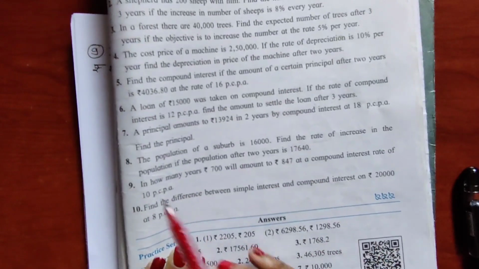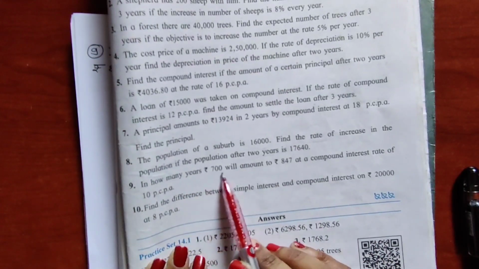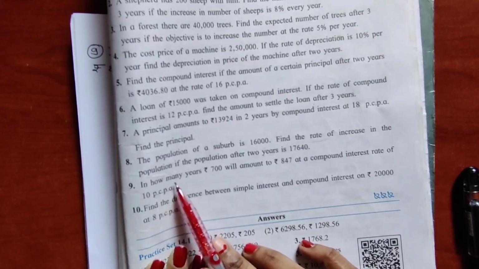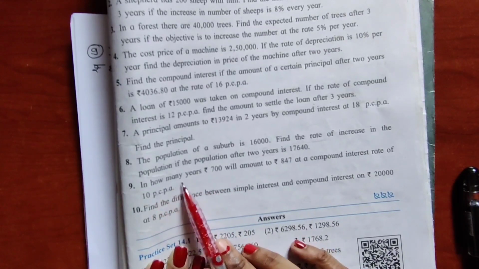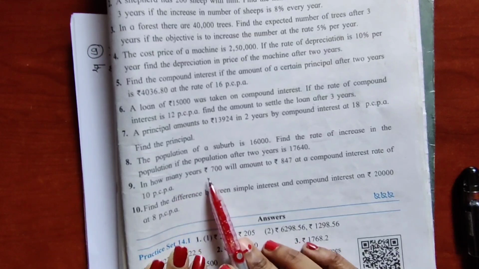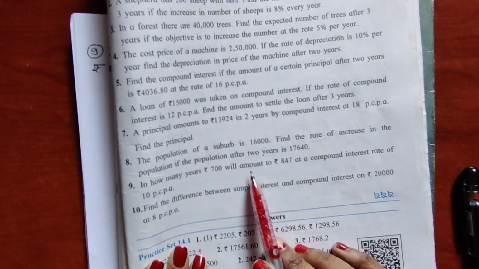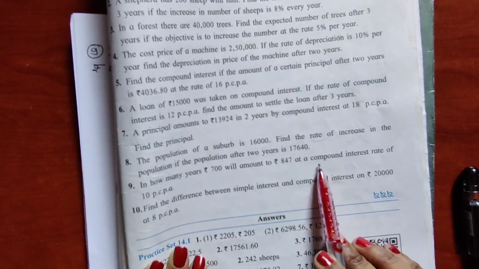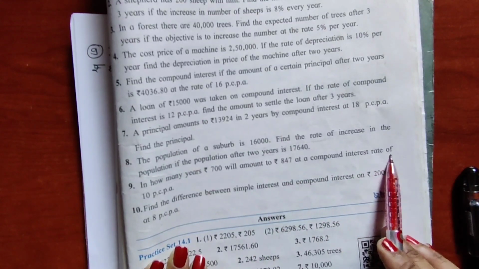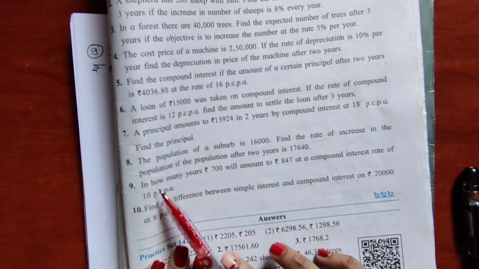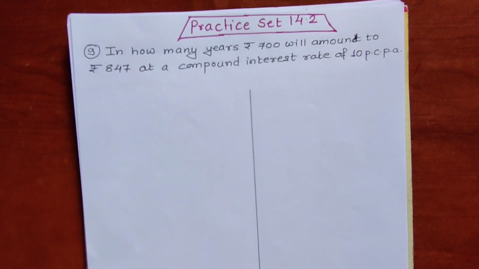Now question number 9. In how many years rupees 700, that means principal is rupees 700. In how many years, that means number of years we have to find out. Rupees 700 is principal, will amount to 847. Amount is also given, 847. Compound interest rate of 10 percent per annum, that means rate is also given. We have to find out how many years, means number of years. So let us write the solution.